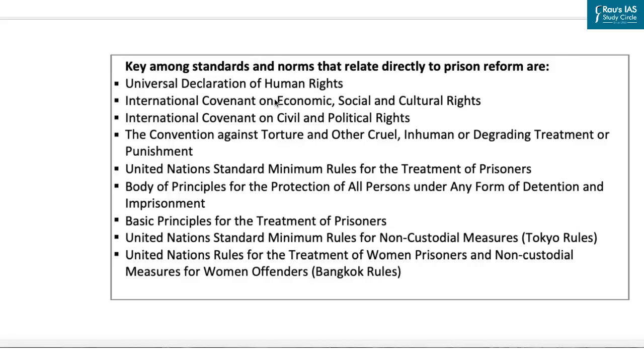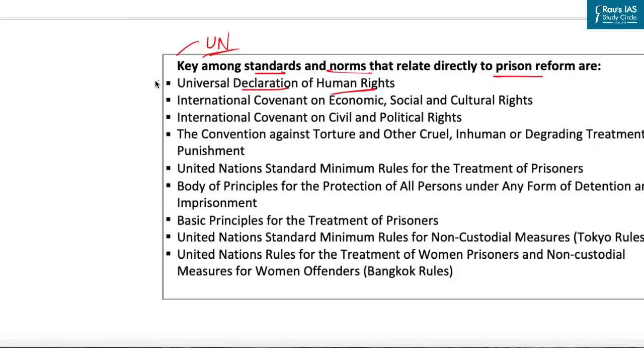Now, having seen challenges related to prison administration in India, let's have a look at some of the United Nations standards and norms that relate directly to prison reforms. So these are norms related to prison reforms. And among all these, one of the important covenants is the Universal Declaration of Human Rights. Why? Because it provides some basic principles of administration of justice, like no one should be subjected to torture or to cruel, inhuman or degrading treatment or punishment.